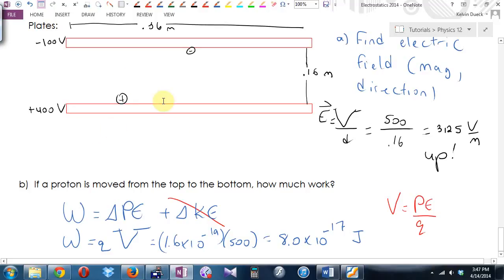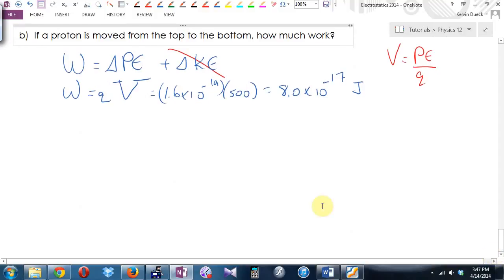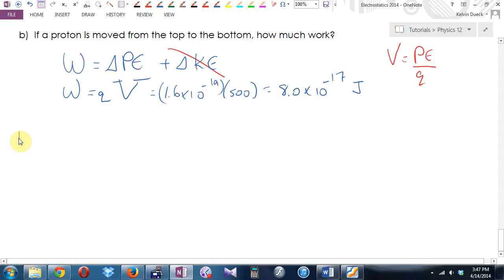Okay. Let me look here. I wrote one fixed charge, one moving charge. I think we did that already.